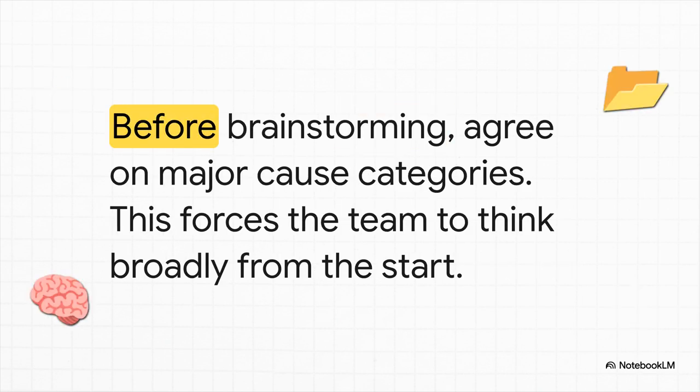Now, this right here, this is the most critical step for avoiding that brainstorming trap we talked about. Before anyone is allowed to shout out a specific cause, the team has to agree on the big, main categories of causes. This one simple rule forces everybody to think broadly right from the get-go. It's what stops the whole group from getting hyper-focused on just one thing, like materials.